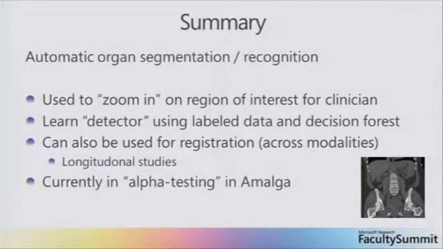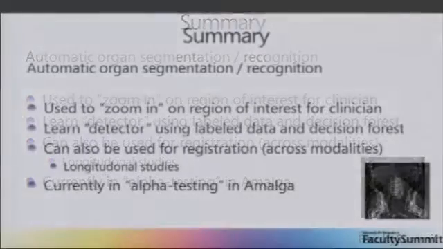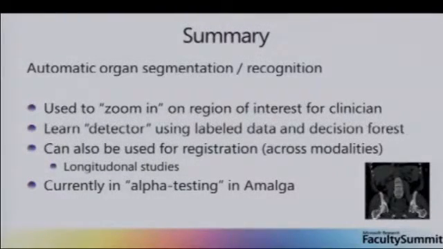So the summary on this medical image part is that primarily this was done to do the automatic organ segmentation. And it's used to do this kind of zooming in. And the trick here, again, was to learn a detector for each organ class using these random decision forests. And as I've mentioned, it can also be used for registration.